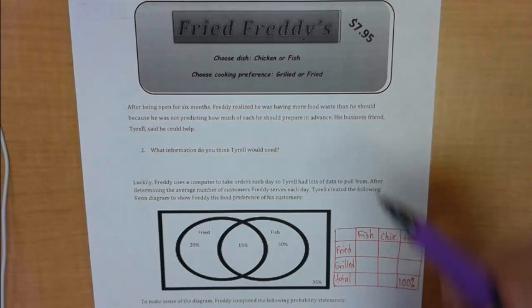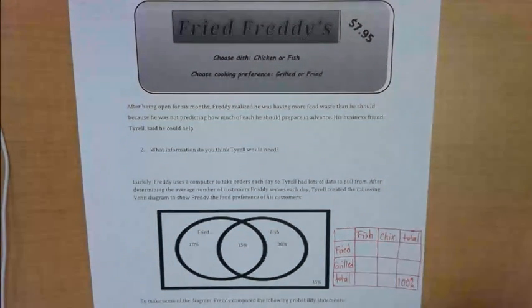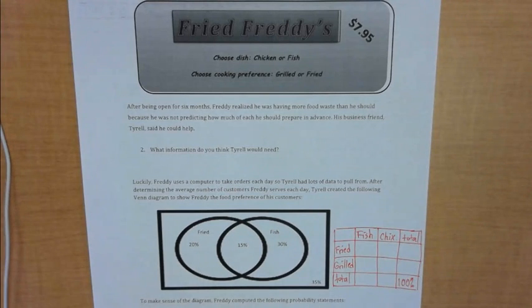We have fish and chicken as the meal options, and then fried and grilled as the methods. So we want to look at what this Venn diagram is telling us first, and interpret what these percentages are for. First of all, 20 plus 15 is 35, plus 30 is 65, plus 35 more is 100%. So within this square, we have our entire sample space, all of the orders by percentages from this restaurant.